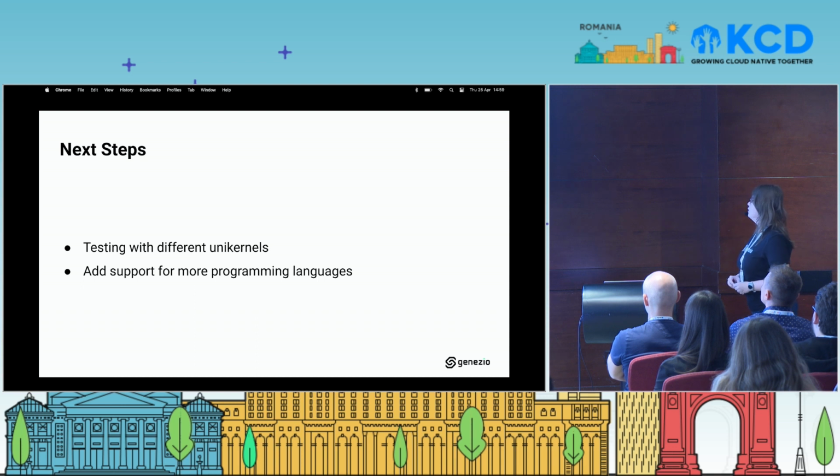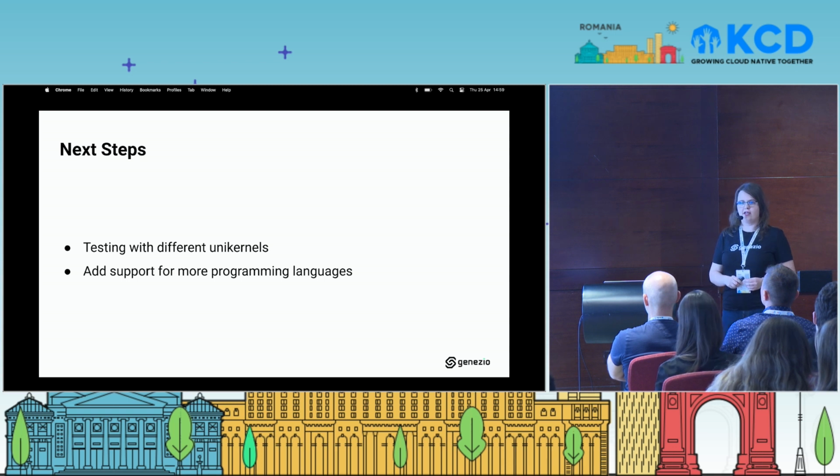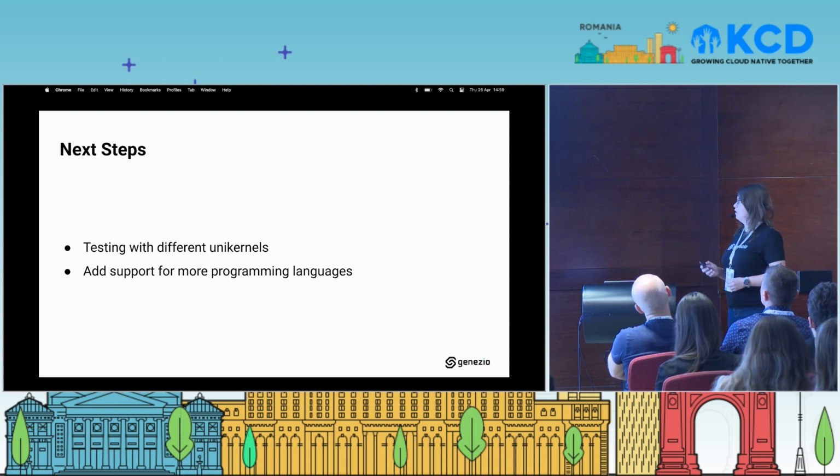What we want to do next is test with different unikernels. What I didn't tell you is that right now we have this proof of concept over one unikernel, which is OSv. We also want to have a drop-in solution where you can bring any unikernel out there and run it on our cloud. We also want to add support for more programming languages. Right now we have Node.js and Go, but essentially we want to be a general cloud solution: run everything that you are running right now on your backend.